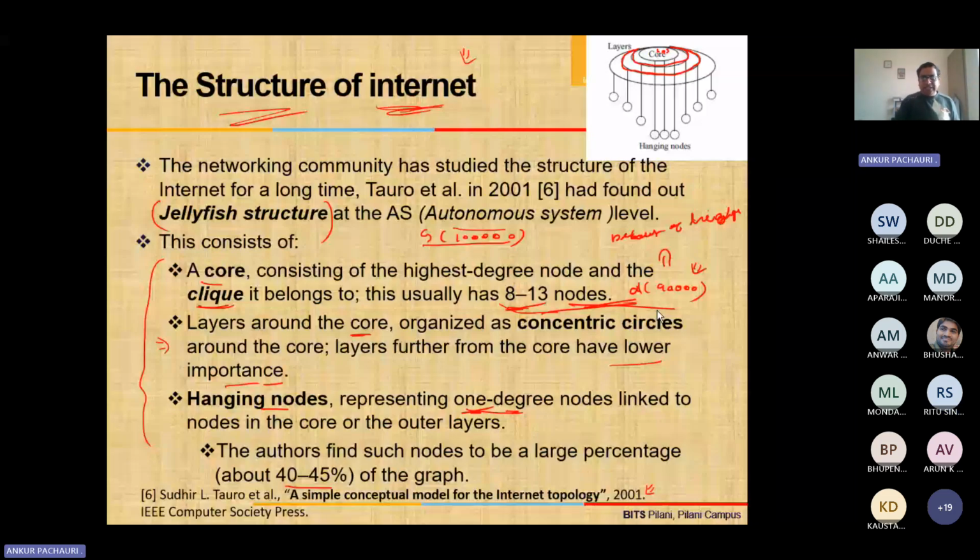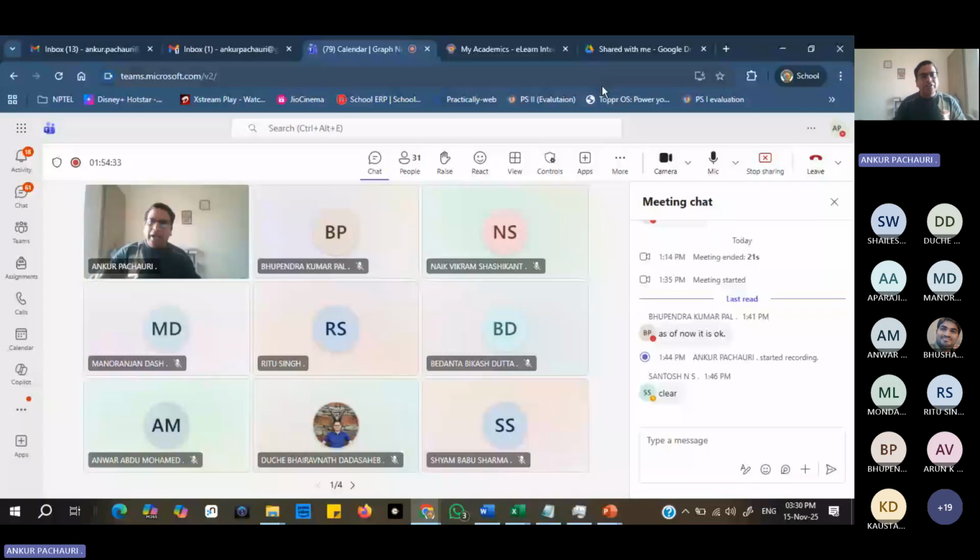So those circles are, we can say, like in geography, all those lines having the same temperature, what we call them, iso... I don't remember. Isothermal or something. So all those nodes having the same degree are connected together. So they are not circles, but all the places having the same temperature are connected together.